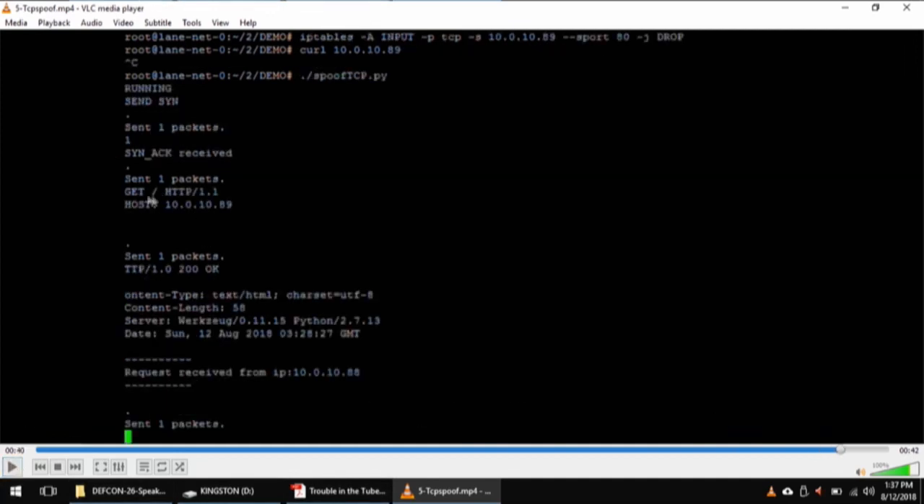All right. So here we're making our HTTP request. And here's the response that we received back. We're able to complete our TCP handshake using spoofed traffic, and then make a request and receive that response as it's being sent to the address that we're spoofing.